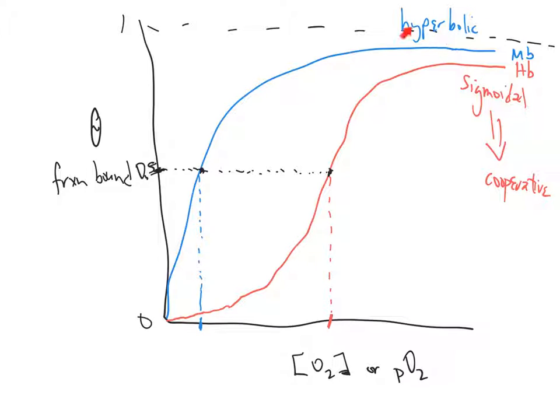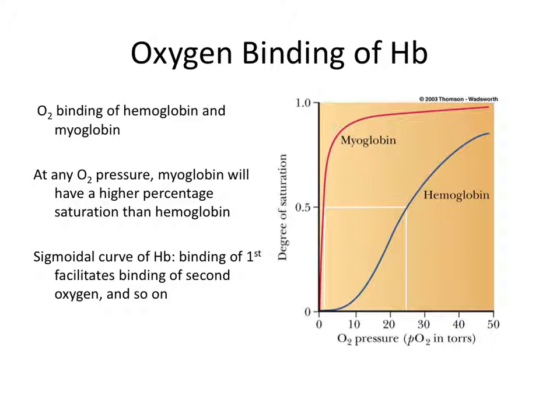So if it's a hyperbolic graph, that's typically indicative of no cooperativity, or just being one subunit. But there are times that you have something that's more than one subunit, and it doesn't matter. It's not cooperative. They're doing their own thing, and so then their binding curve would be hyperbolic. Okay. So this is the oxygen binding of hemoglobin.